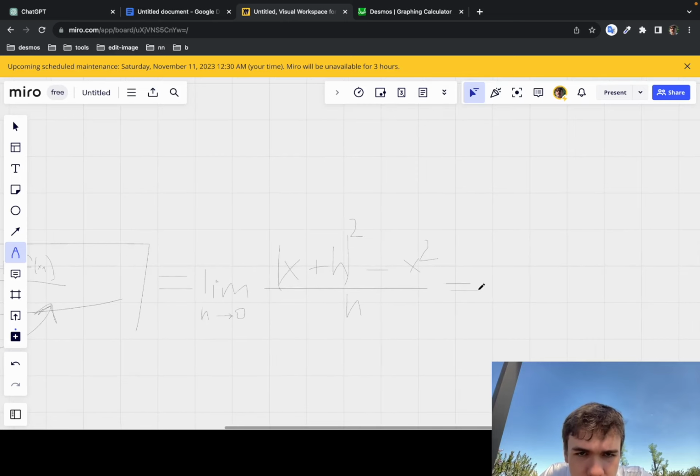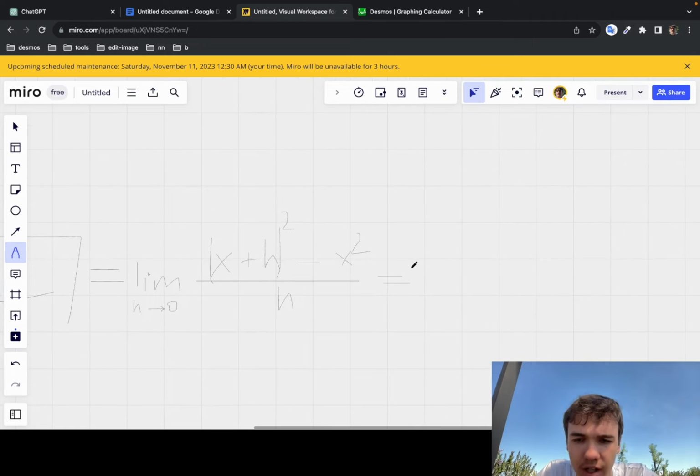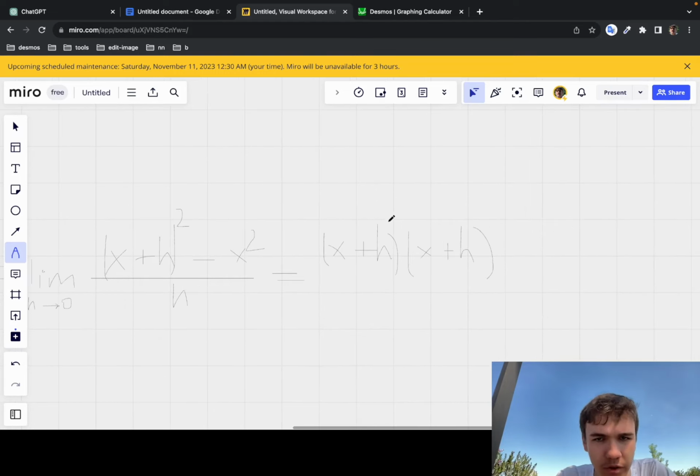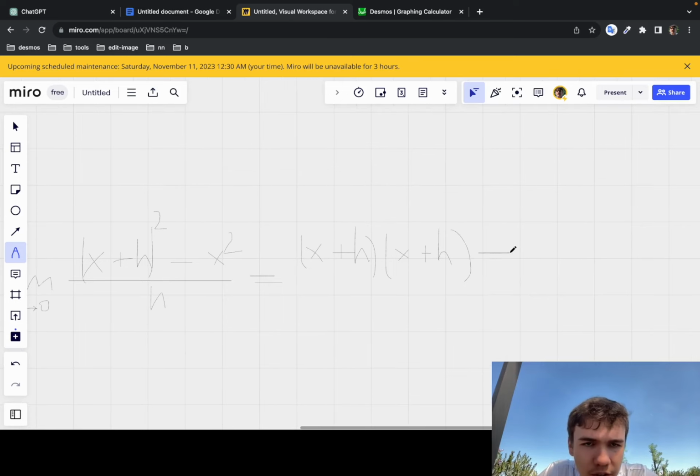Then we go further, and we want to expand this x plus h in brackets, and then another bracket. This is basically exponentiation, just multiplying by the number. So then minus x squared as well. Now I want to expand this, so I want to open these brackets.